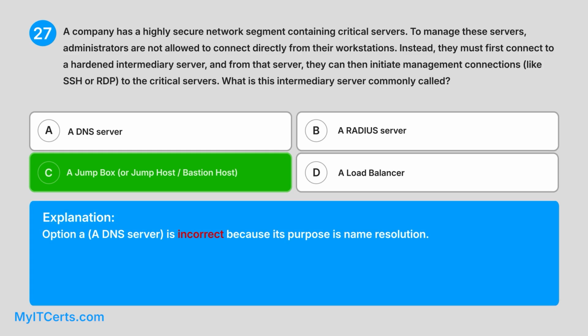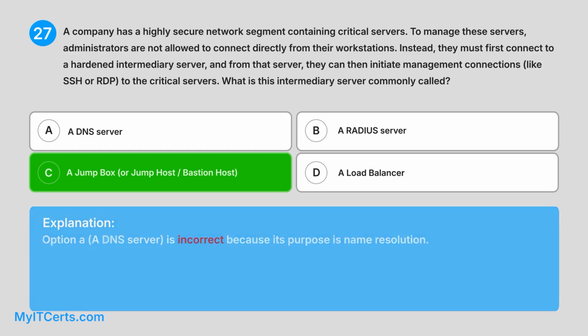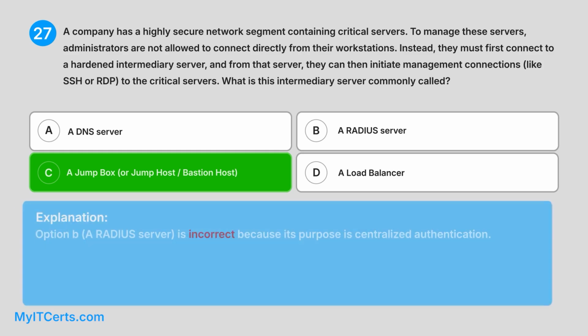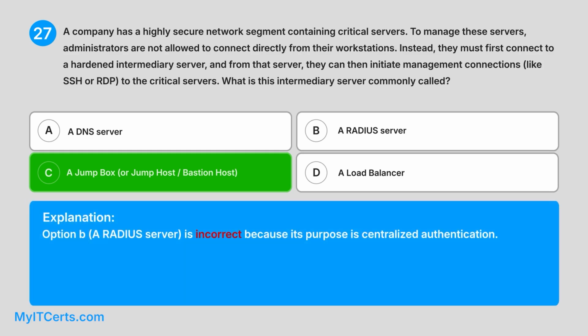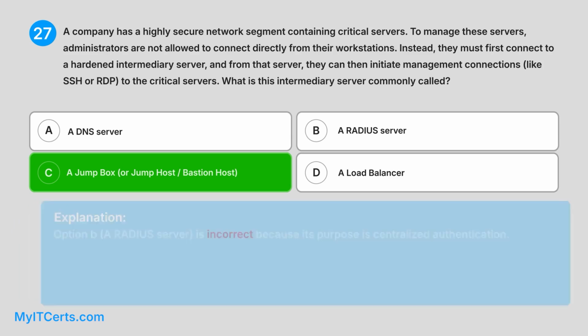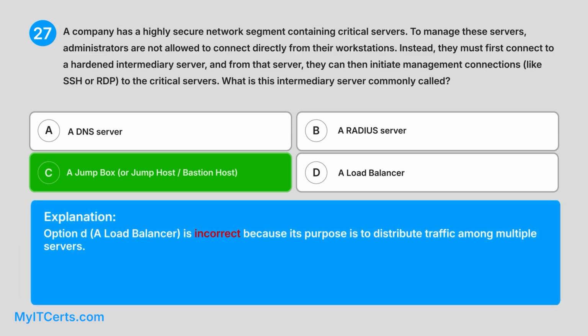Option A, DNS server, is incorrect because its purpose is name resolution. Option B, a RADIUS server, is incorrect because its purpose is centralized authentication. Option D, a load balancer, is incorrect because its purpose is to distribute traffic among multiple servers.